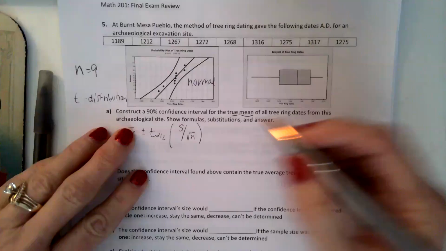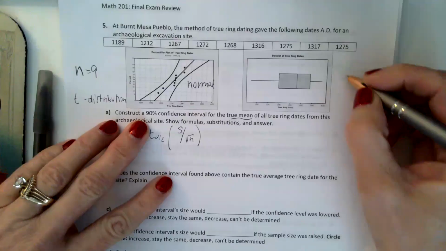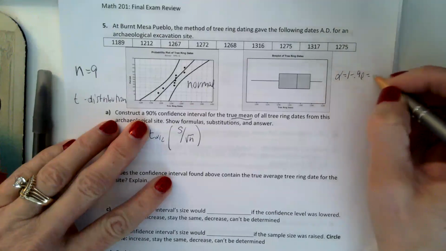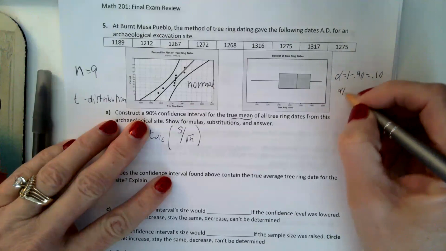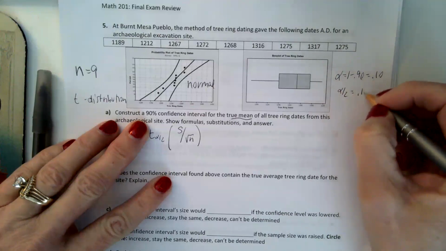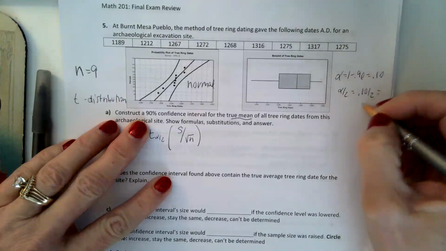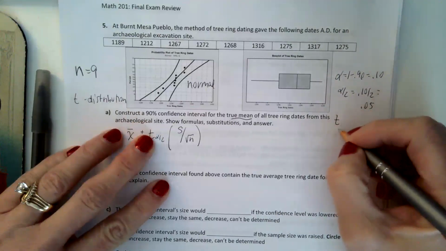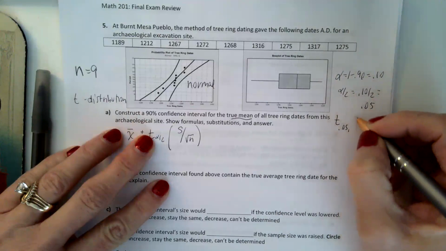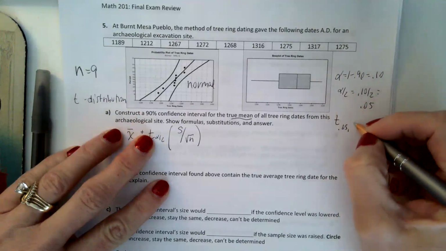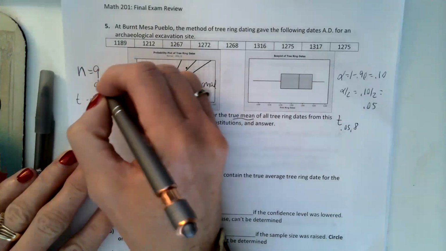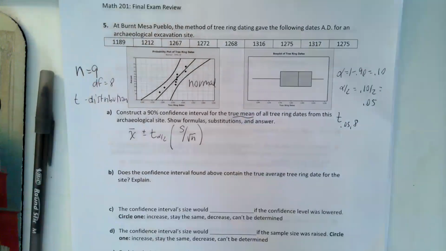And they wanted a 90% confidence interval. So that means alpha is 1 minus 0.90, which is 0.10. So alpha divided by 2 is 0.10 divided by 2, or 0.05. So we need T of 0.05, and our degrees of freedom is equal to 8, because n is 9, and degrees of freedom is n minus 1.